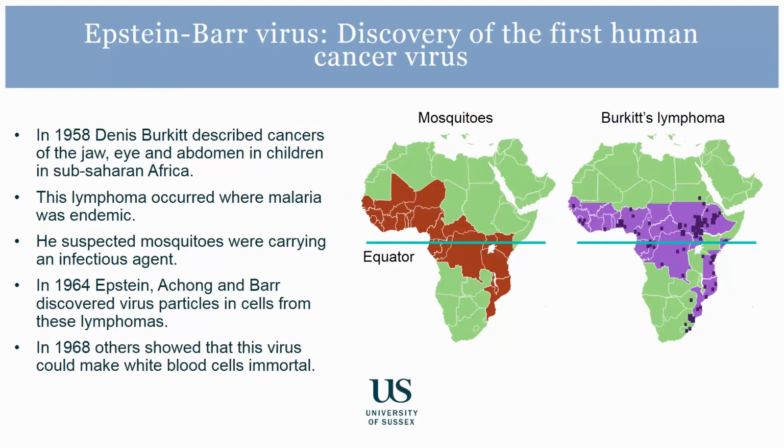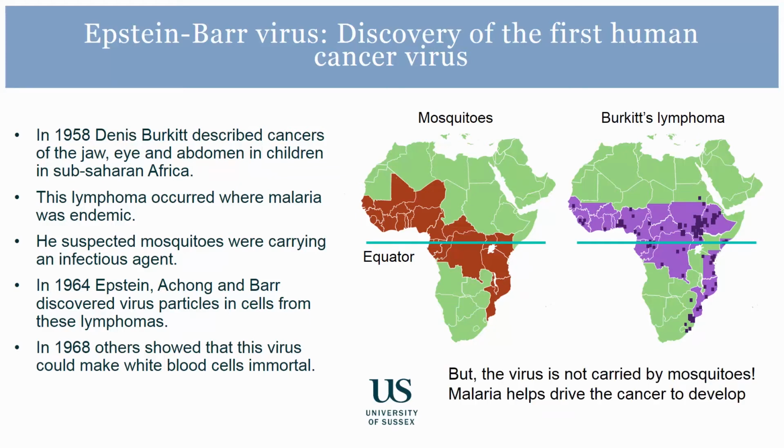However, I guess the interesting part of the story is that the virus actually isn't carried by mosquitoes. So the original reason for going looking for an infectious agent was the mosquito link. But it turned out actually that it's malaria that seems to help drive the cancer to develop. The mosquitoes aren't carrying the virus, but people that are infected with malaria seem to have a higher risk of developing this particular lymphoma. And I'm going to come back to that a little bit later.